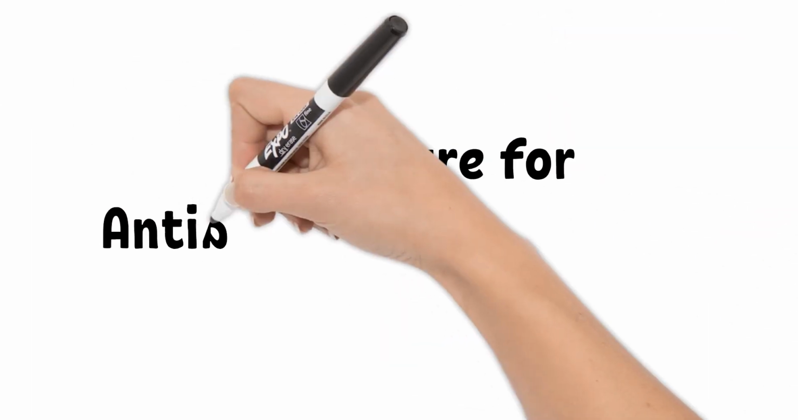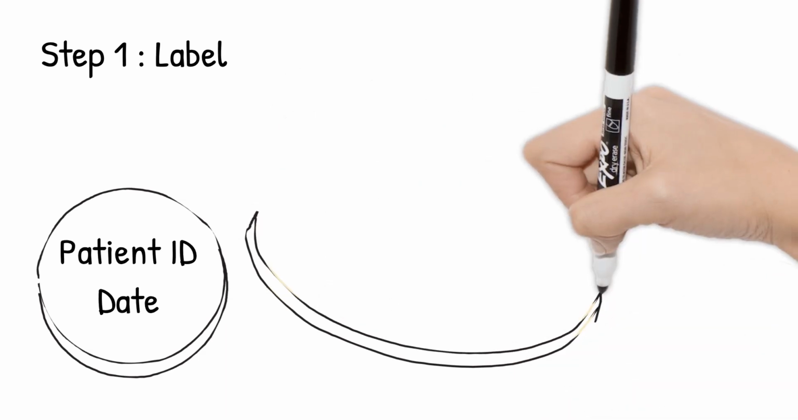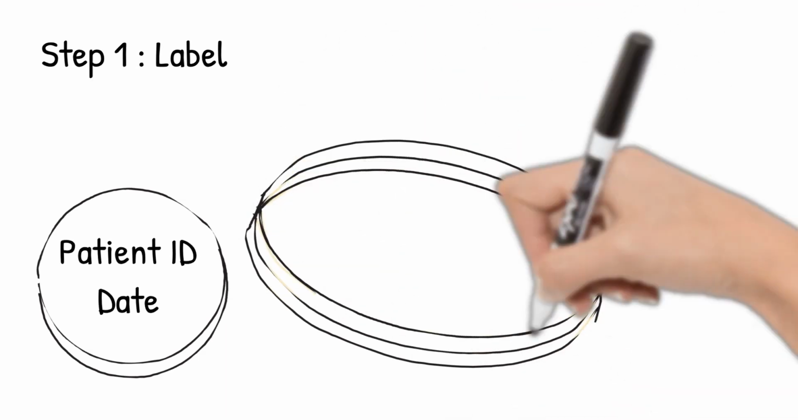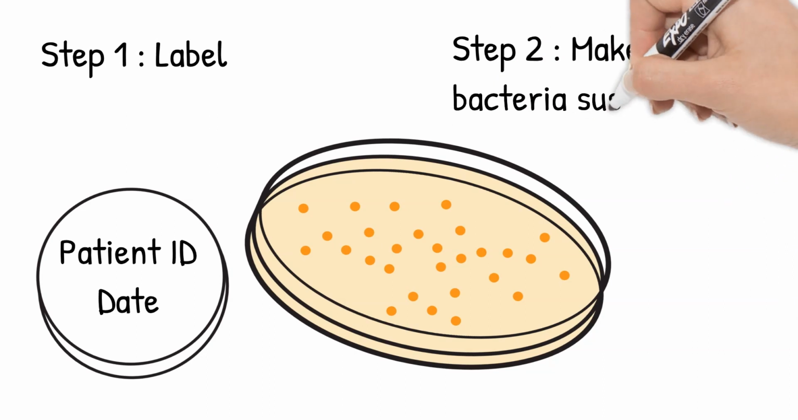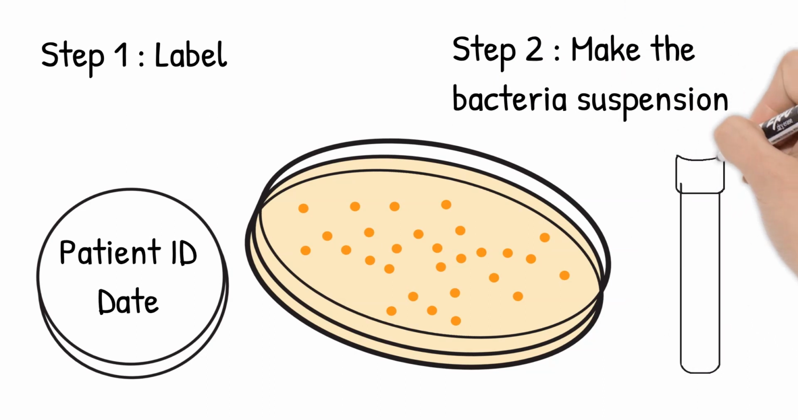Procedures for antibiotic sensitivity tests by the Kirby-Bauer method. Step 1. Label the plate. Step 2. Make the bacteria suspension by selecting a few isolated colonies of bacteria and suspending the bacteria in media broth or saline.